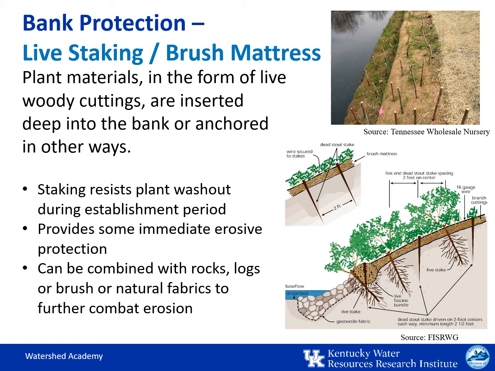The fabric is anchored by burying it underneath the substrate behind the live stakes. And then oftentimes riprap can be added at the toe to provide some additional stabilization. Brush mattresses are a little different variation of live staking. They're installed perpendicular to the stream in a shallow trench and then staked down. And these brush mattresses are just a combination of live stakes as well as other brush cuttings and then live bundles of wood called fascines.